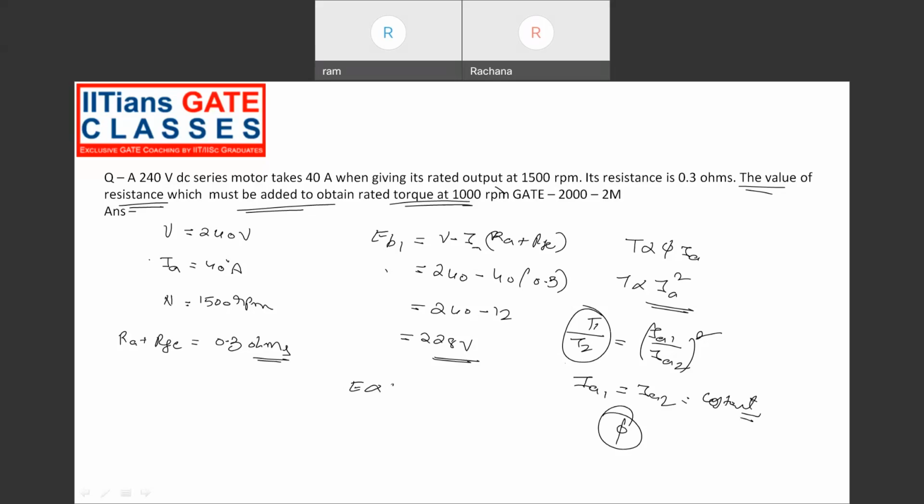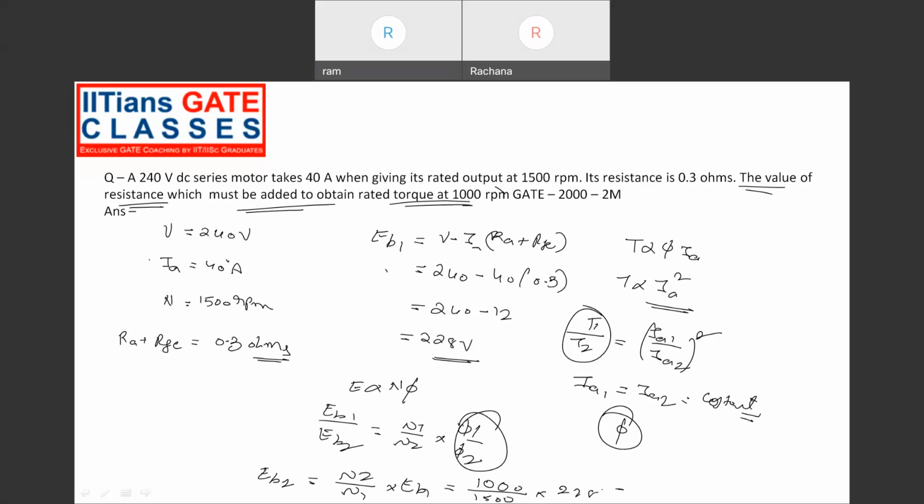We know that E is proportional to N phi. So Eb1 by Eb2 equal to N1 by N2 into phi1 by phi2. Since flux is constant, I can write Eb2 equal to N2 by N1 into Eb1. That is 1000 by 1500 into 228. That is 2 by 3 into 228 equal to 152 volts.